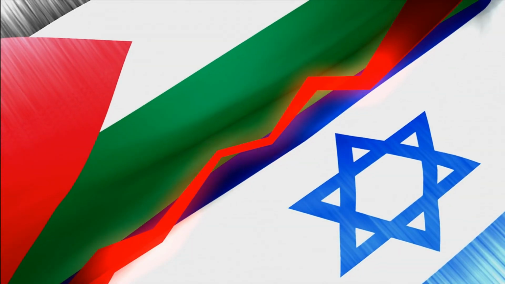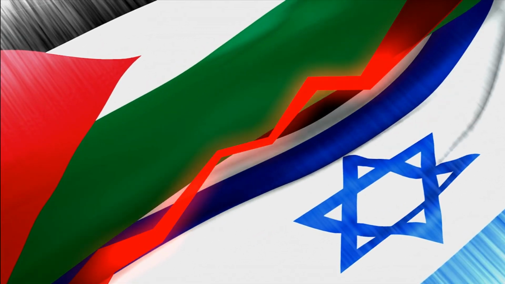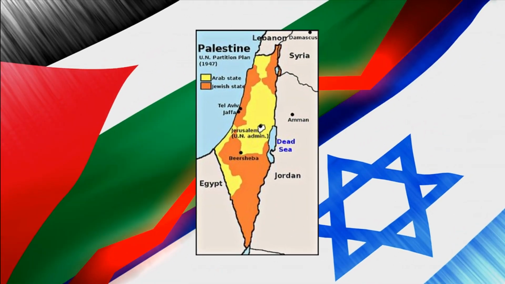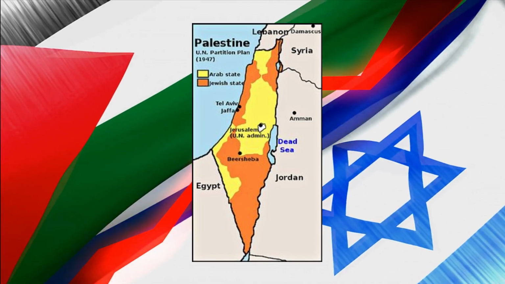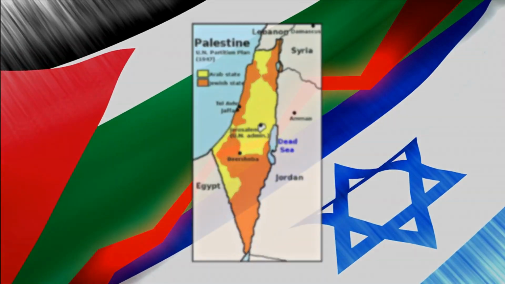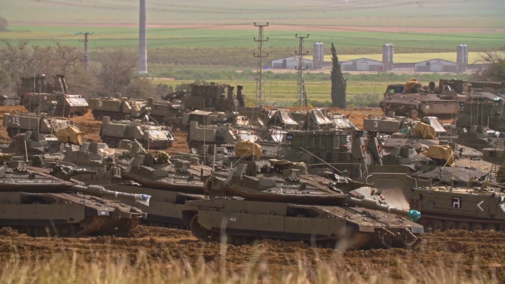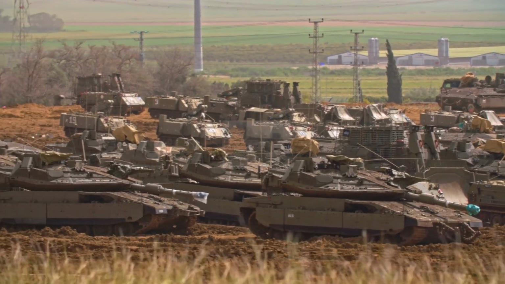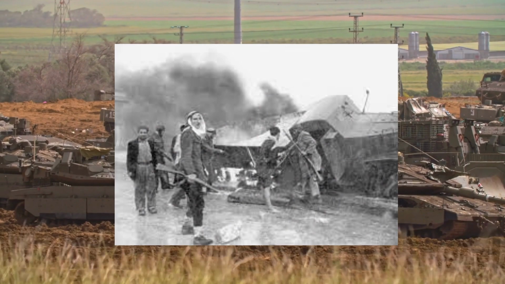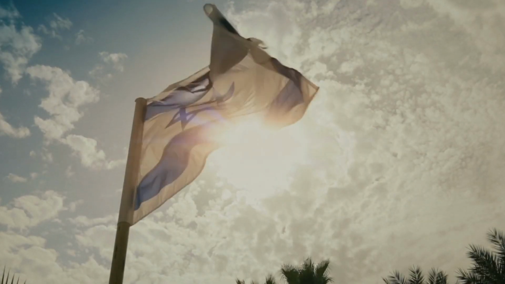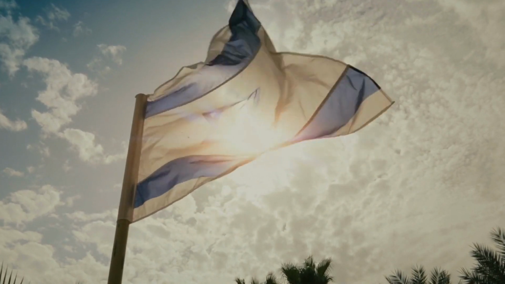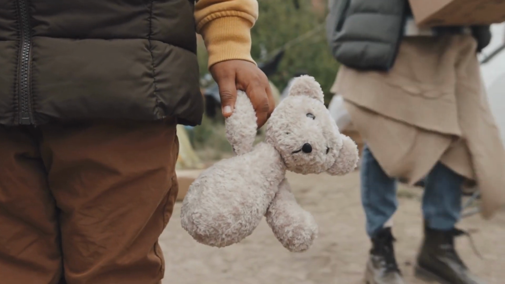The conflict intensified with the United Nations' 1947 partition plan, which proposed dividing Palestine into separate Jewish and Arab states. This plan was accepted by Jewish leaders but rejected by Arab leaders, leading to the 1948 Arab-Israeli War. The war resulted in the establishment of Israel and the displacement of hundreds of thousands of Palestinian Arabs, creating a refugee crisis that endures to this day.